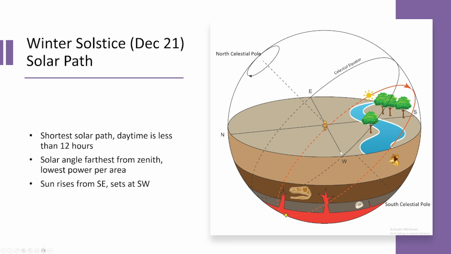Okay, so finally winter time. Winter solstice is December 21st, and this is the solar path. As you can see, it's so short. That means the daytime is much less than 12 hours. And the solar angle at noon is so shallow because it's so far away from zenith. So the solar power per area is low. That's why the winter is the coldest, right? And the sunrise is actually at a different location. It rises from southeast and sets at southwest.